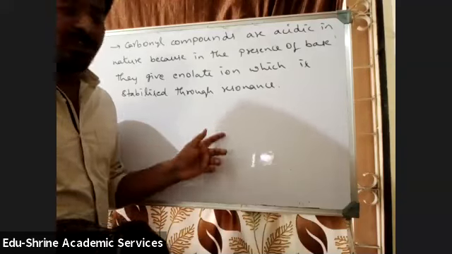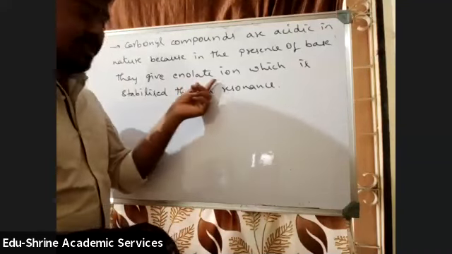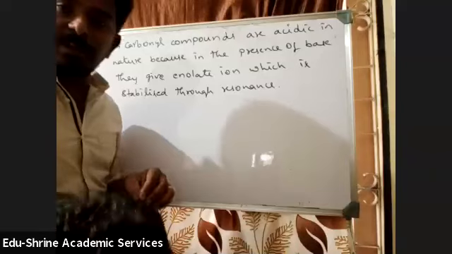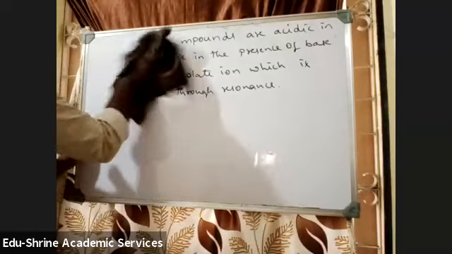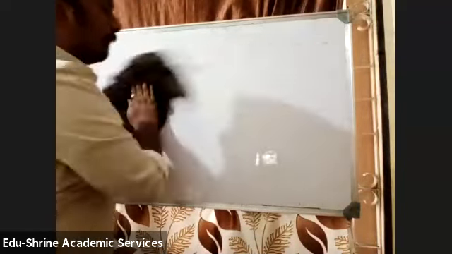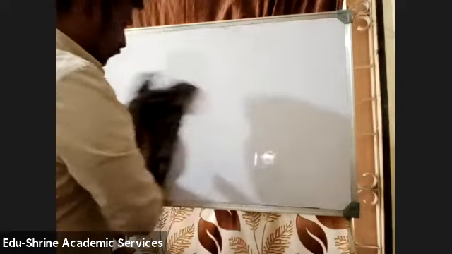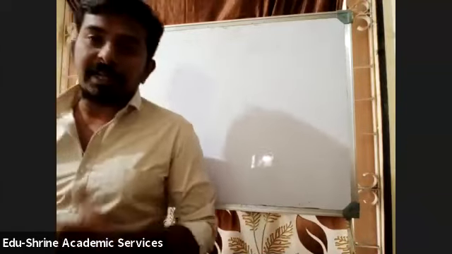So these are acidic in nature because in the presence of base, they produce enolate ion, which is stabilized through resonance. So that's why they are acidic in nature. Due to the acidic nature also, they will be giving certain chemical reactions.